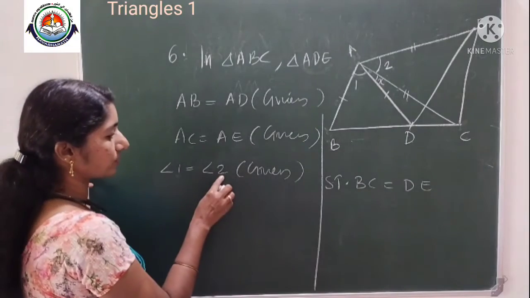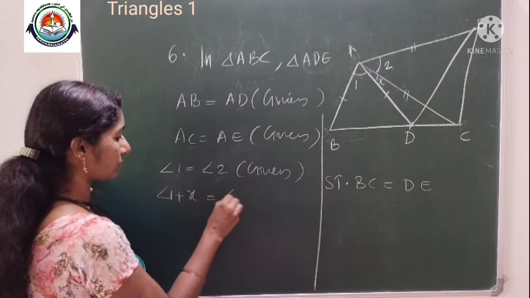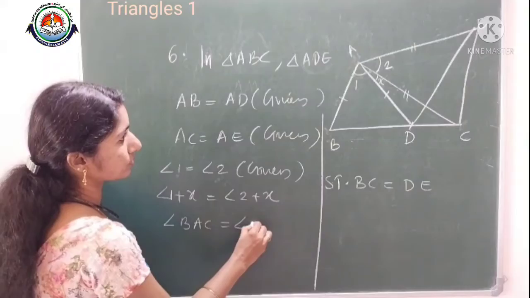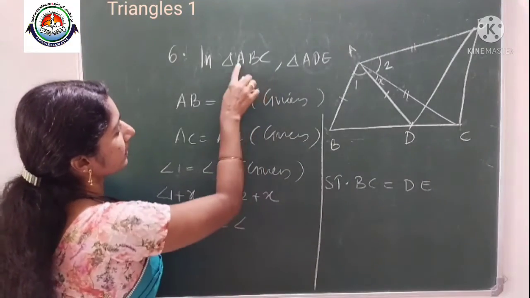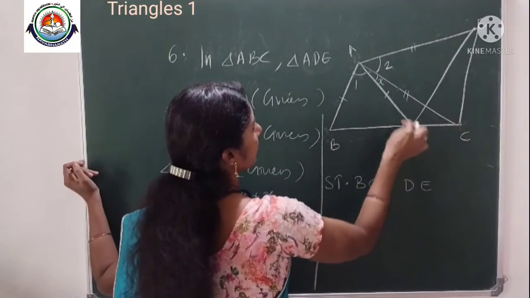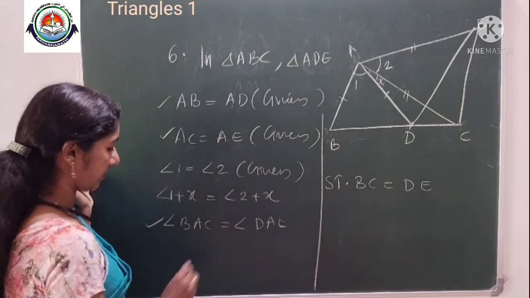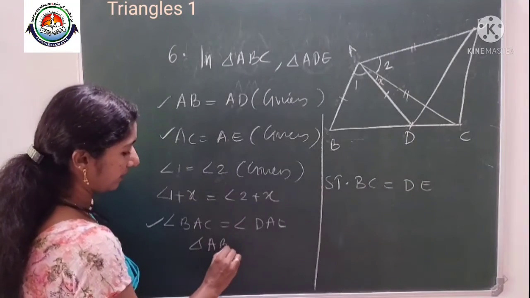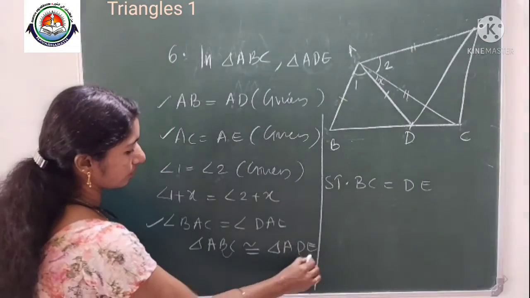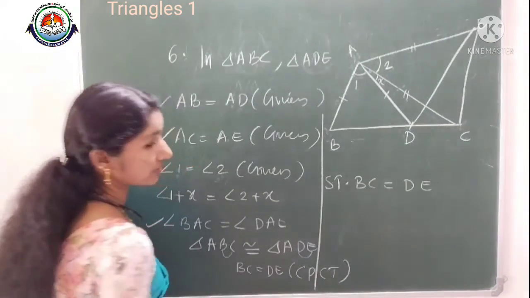So for that, angle 1 equal to angle 2 is given. We are adding angle x to both angles. So angle 1 plus x is equal to angle 2 plus x. So we can write angle BAC is equal to angle 2 plus x, which is DAE. See, DAE. BAC, DAE. Now we got two sides and the included angle equal. So we can write triangle ABC congruent to triangle ADE. Now see, BC equal to DE. You can write BC equal to DE by corresponding parts of congruent triangles.